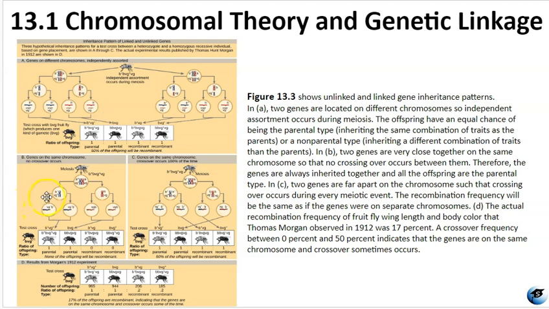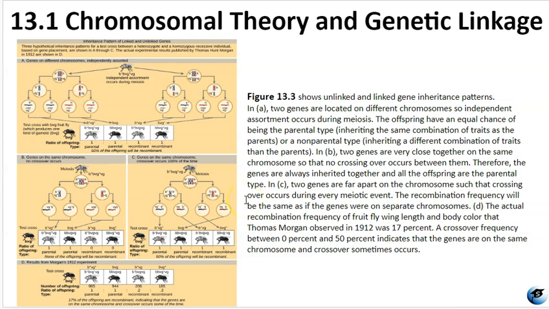On the left here in section B, this is demonstrating where two genes are very close together on the same chromosome, so there's no crossing over. The genes are inherited together, and all the offspring have the parental type. Then over here, section C on the right, this is demonstrating two genes that are far apart on the chromosome, so crossing over does occur during meiosis, and the recombination frequency will be the same as if the genes were on separate chromosomes.